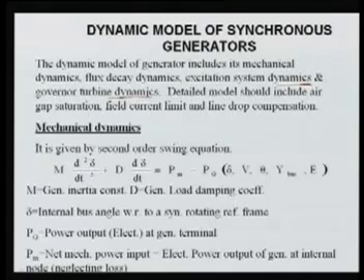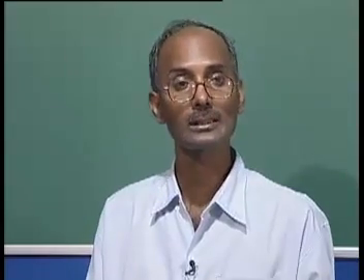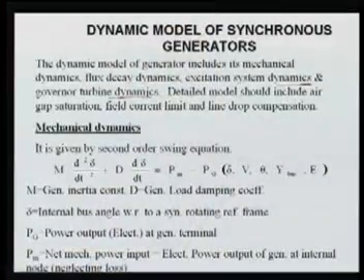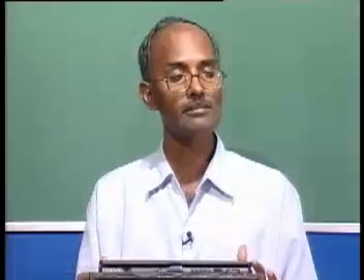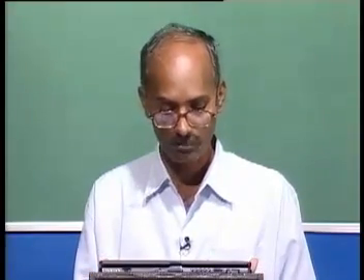Detailed models should include air gap saturation. Again, in this, the winding of the machine may get saturated, so the saturation effect should also be taken into account. Field current limits, because there will be several limits, as field current cannot exceed certain values; as you know, there will be field heating limits. Also the line drop compensation is used, and this compensation should not exceed a certain value. So all these models should also be included in this synchronous generator model.